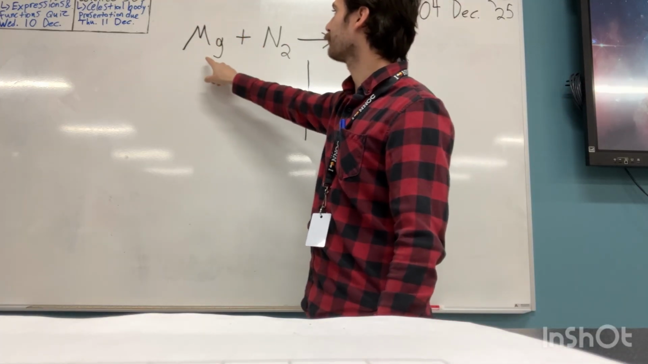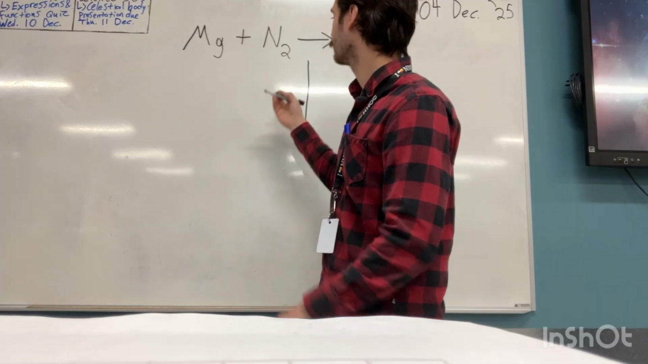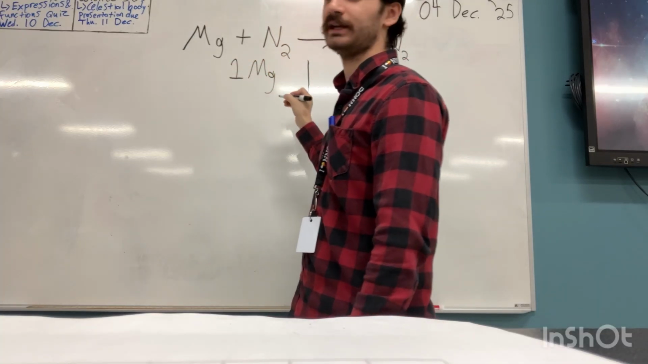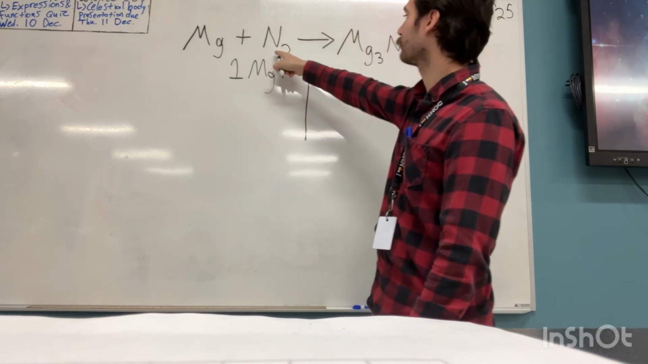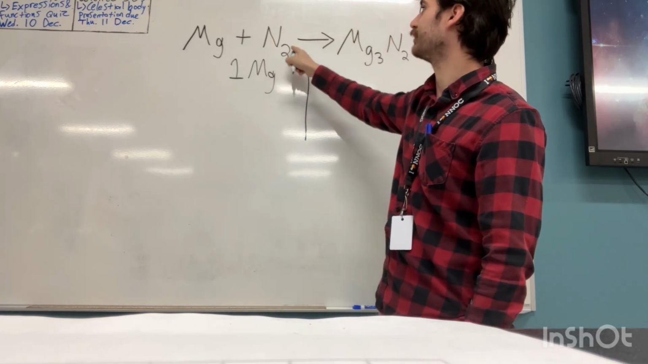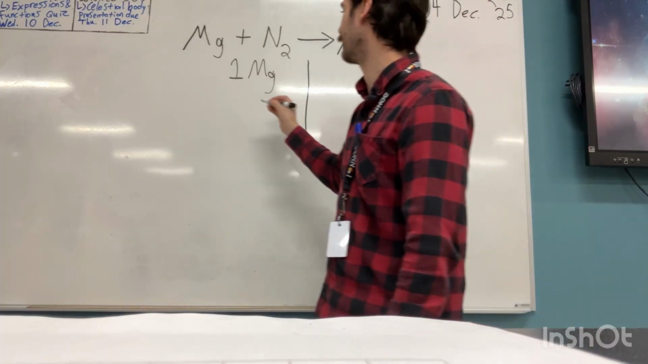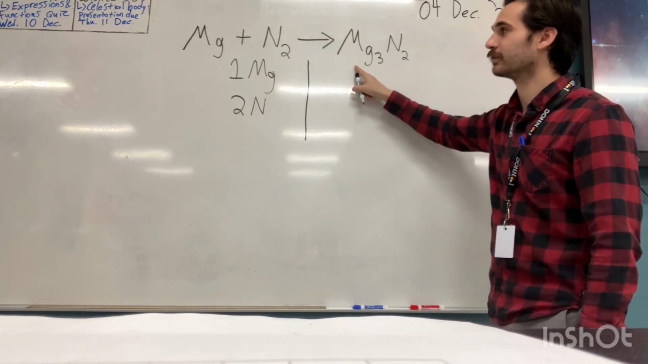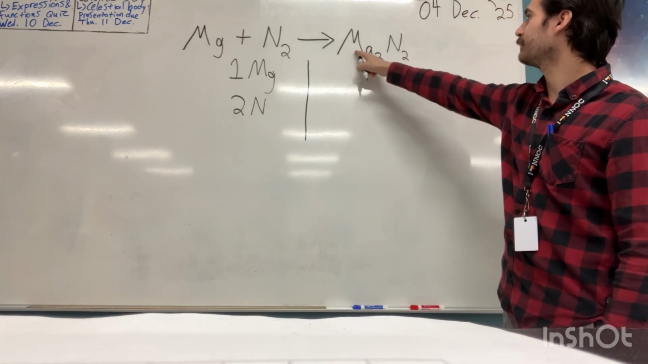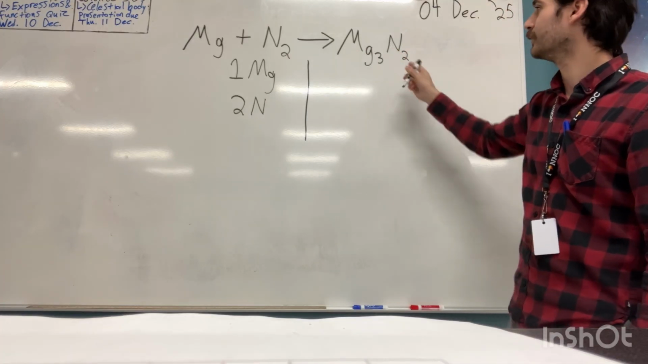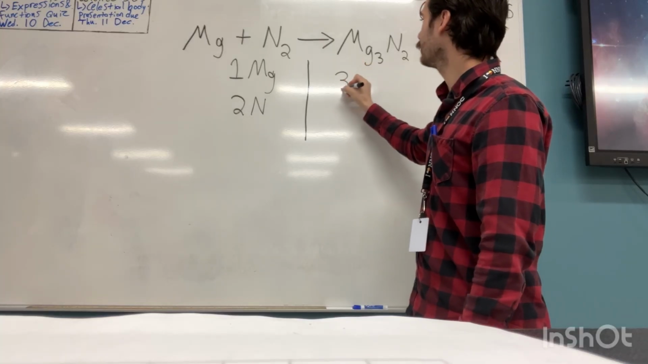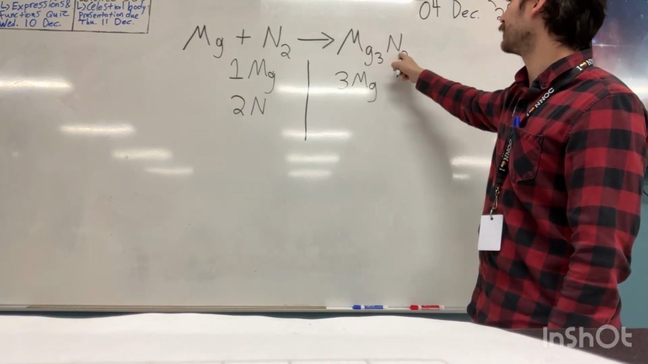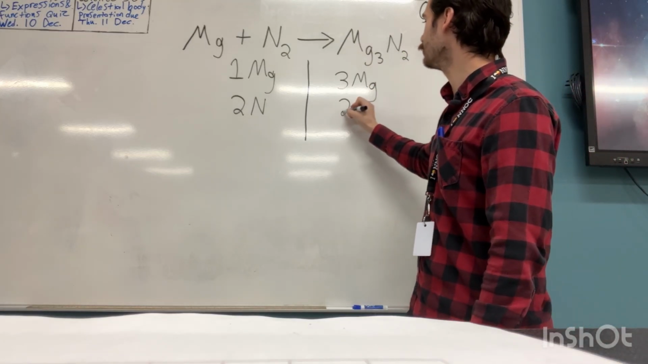So on the left side, right now I have one magnesium atom, so I'm going to write down 1 Mg to mean one magnesium atom. I'm then going to write down 2 nitrogens because I have 2 nitrogen atoms on this side right now. So 2N. On the right side here, I have 3 magnesium atoms and 2 nitrogen atoms. So I'm going to write down 3 Mg for my 3 magnesiums and my 2N for my 2 nitrogens.